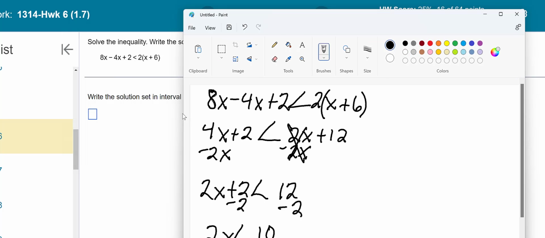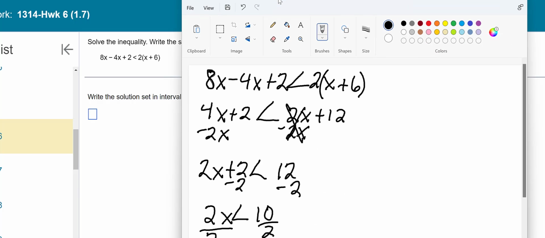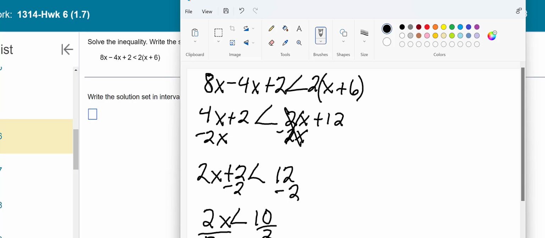The very next thing you will need to know how to do is write this set in interval notation. When something is less than and this is not an equal to, your problem should start off looking like this. You're not going to use a bracket, you're just going to use parentheses.